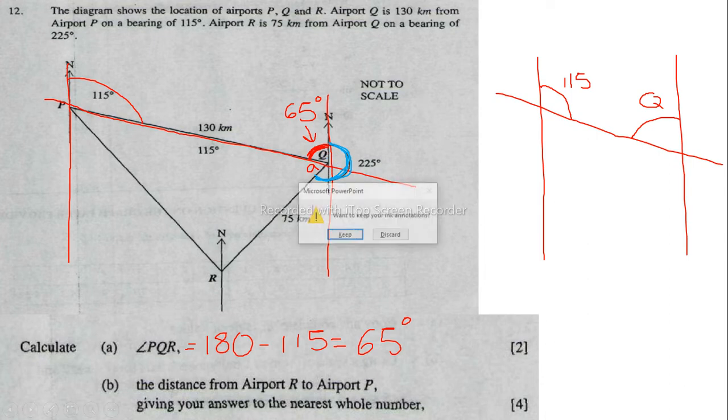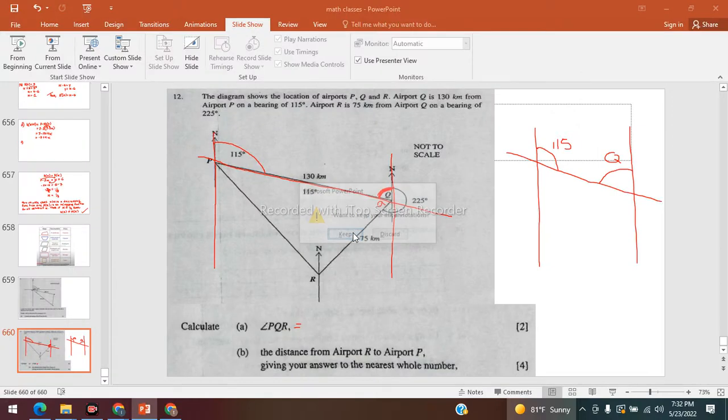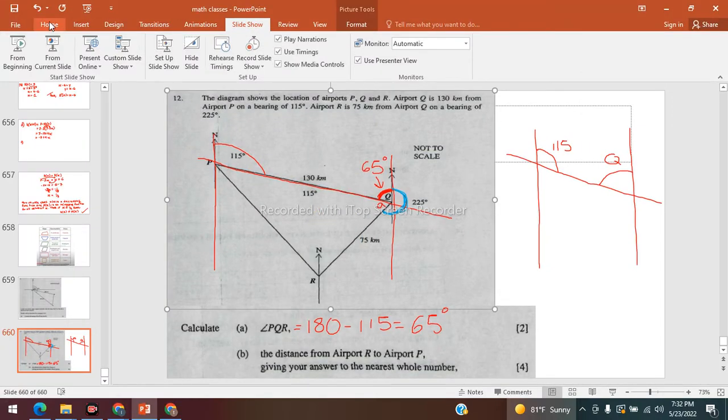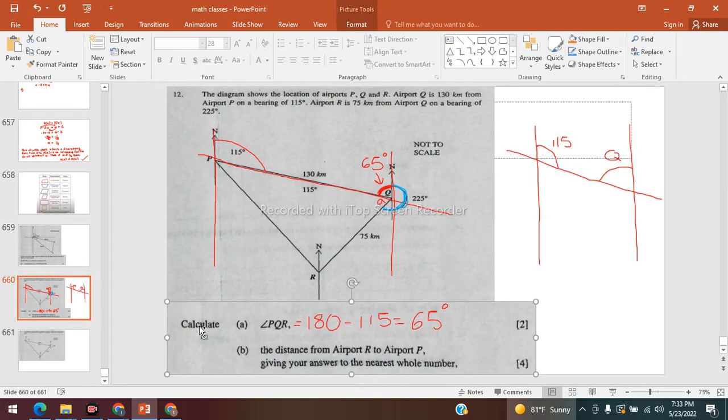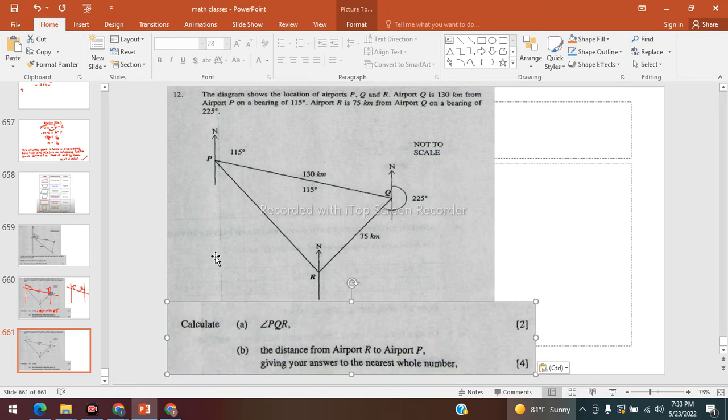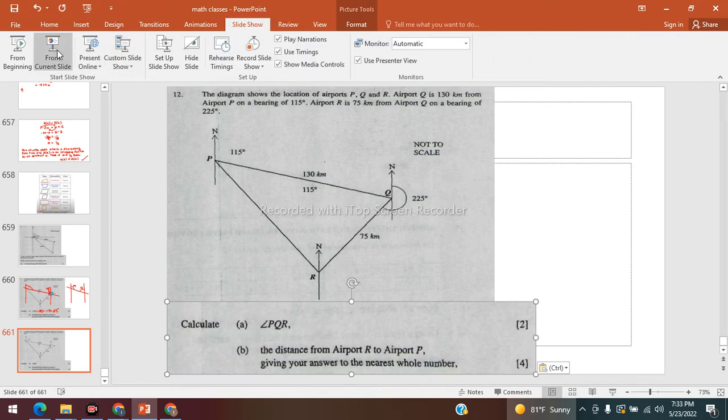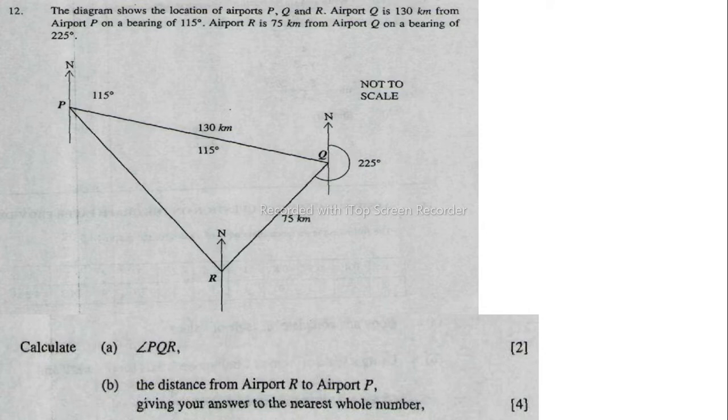Okay, let me explain that again, step by step. What shape do we see? It's a three-sided shape. What do we call it? All right, so look at this. Look at 115 and look at Q, right? Q is this angle.